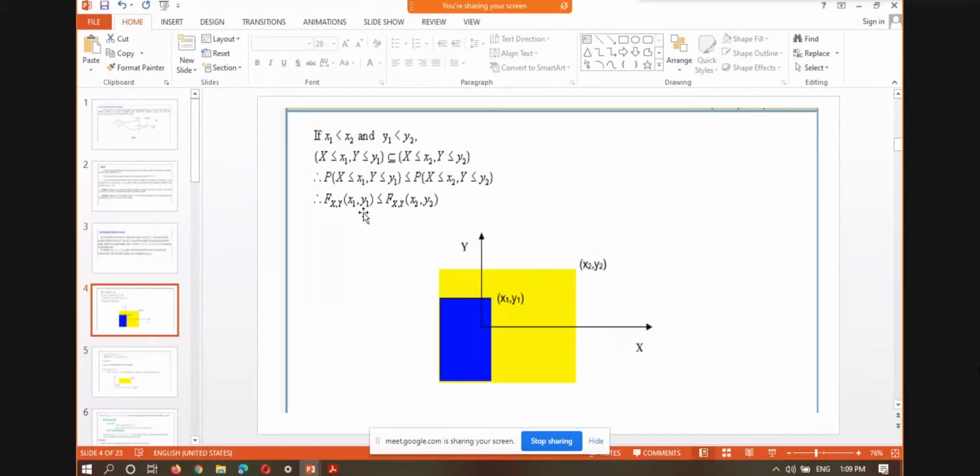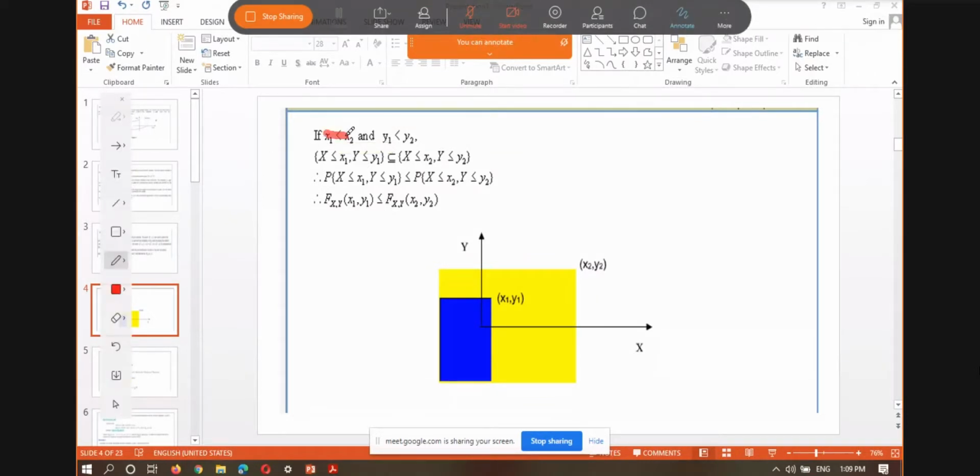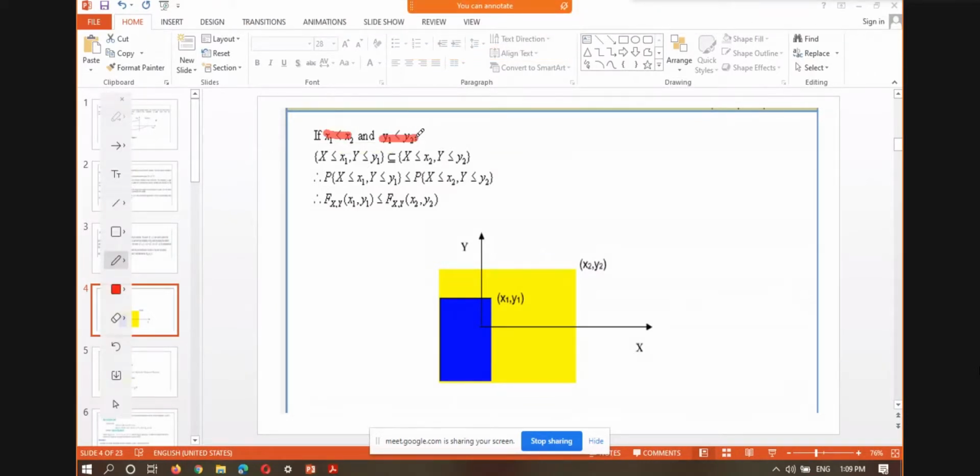Then if we have two points x1 and x2 and y1 and y2 on the real lines, and x1 is less than or equal to x2 and y1 is less than or equal to y2, then this event is actually a subset of this event. Because first we see this event, X less than or equal to x2 and Y less than or equal to y2.